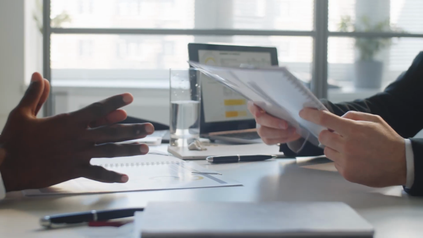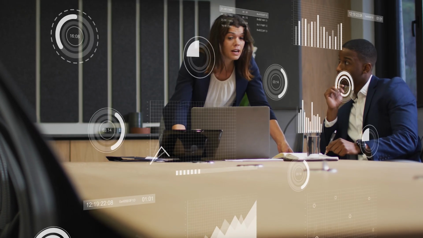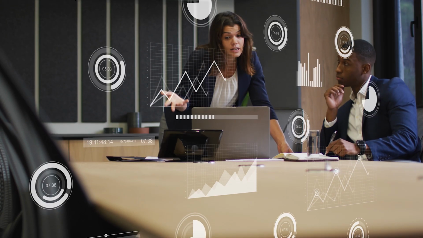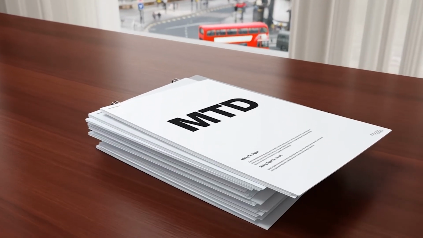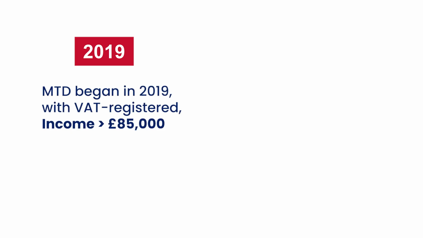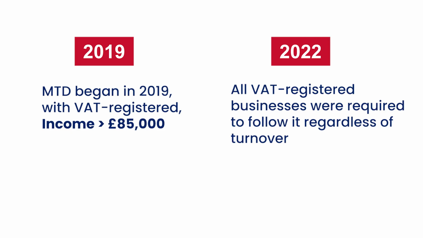HMRC states that the main goal of MTD is to make tax administration more effective, more efficient, and simpler for taxpayers. MTD is being rolled out in phases. It began in 2019 with VAT. By 2022, all VAT-registered businesses were required to follow it regardless of turnover.